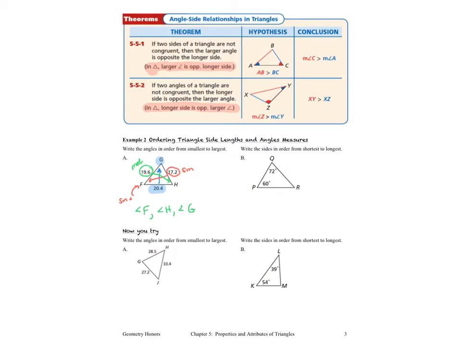In example B, we don't know angle R, but we can figure it out with the triangle sum theorem. So 72 plus 60 plus x equals 180, and we end up with 132 plus x equals 180, and so therefore x is 48 degrees. Now I can figure out the smallest side would be across from that smallest angle, so QP is the smallest side. The medium would be across from the 60, so that would be QR, and the largest would be across from 72, which is PR.